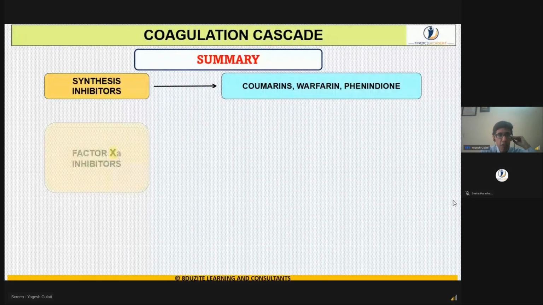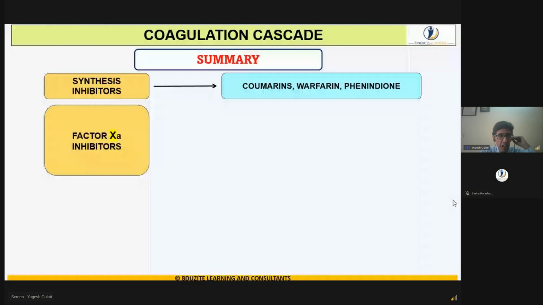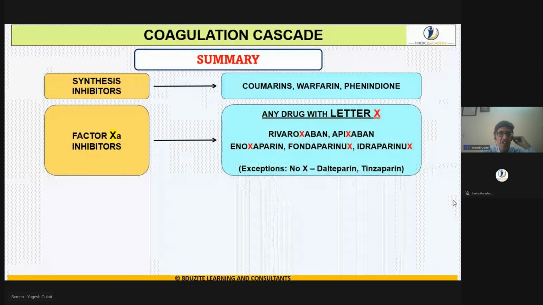This is one group. Now factor 10A inhibitors. Which are those drugs? This is another catch. Any drug with the letter X is factor X, 10A. You just check. Rivaroxaban, apixaban, I told you. In the heparin group, the other group, low molecular weight and the other heparins had enoxaparin, fondaparinux, and idraparinux.